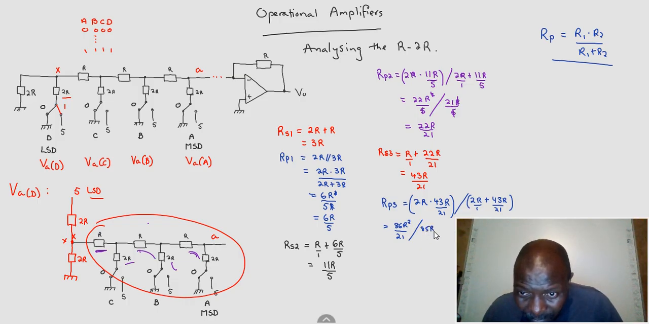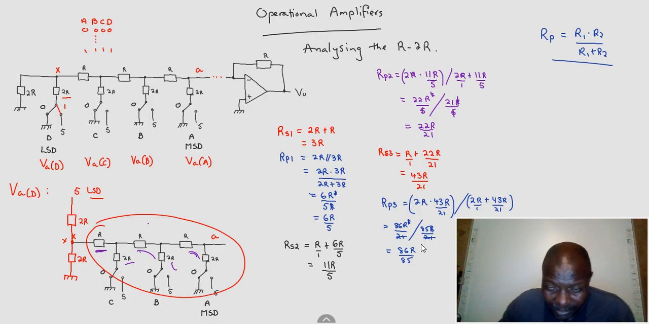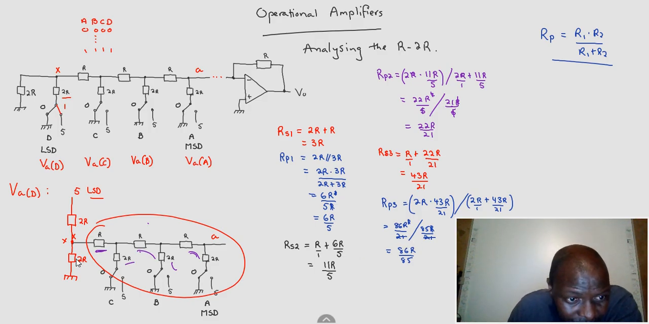85R over 21. Now it's 21 over 21. Okay, what we have is R into R, so we've got 86R over 85. So what do we have here? That part is R series 3 and R parallel 3, so we've got that part. Our final part is the total part.